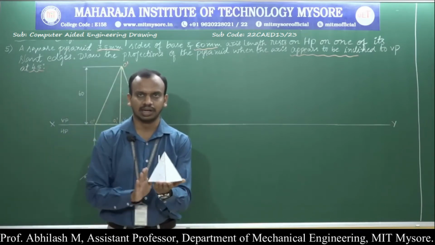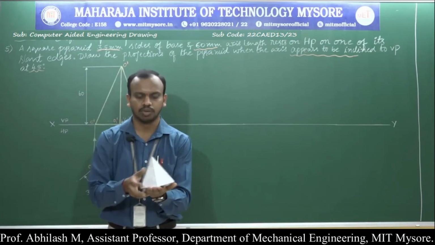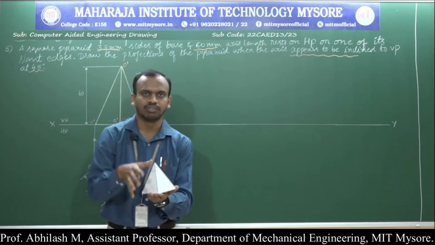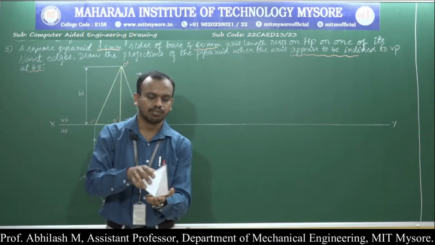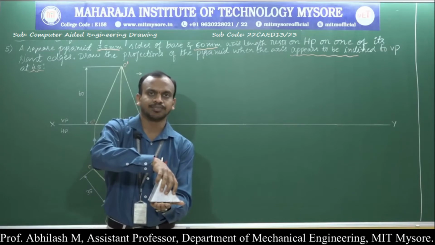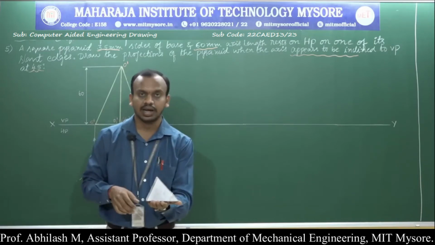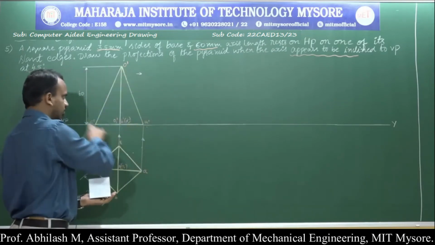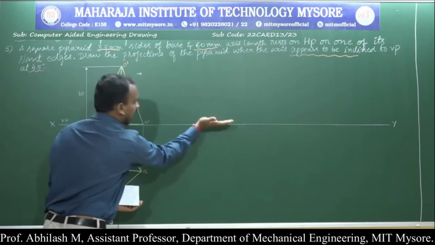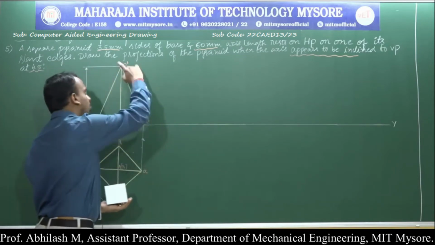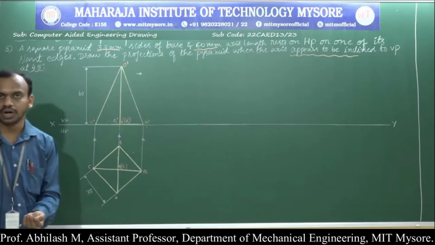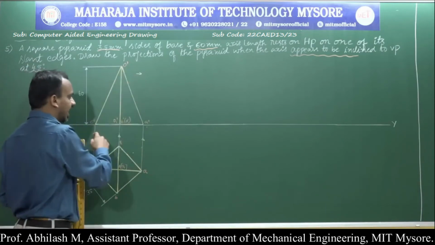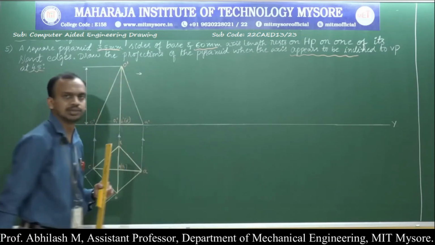Now we are at this particular position. We have drawn the front and the top view of it. Now what they are stating is that one of the slant edges is completely resting on HP. So we are supposed to transfer this entire front view into the HP, ensuring that one of the slant edges, either O dash A dash or O dash C dash, is resting on the HP.